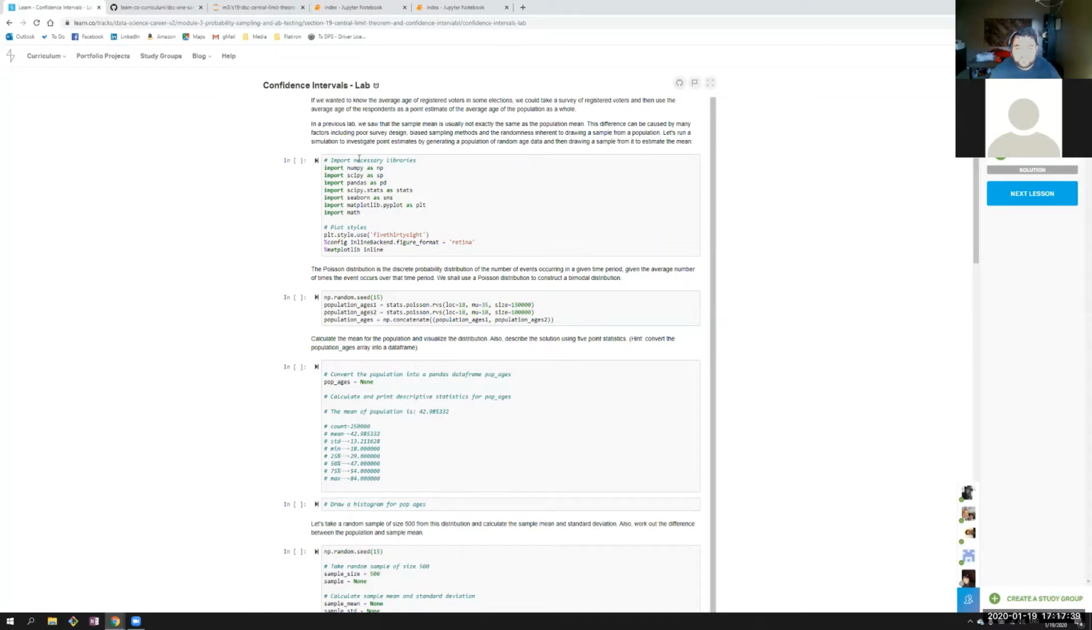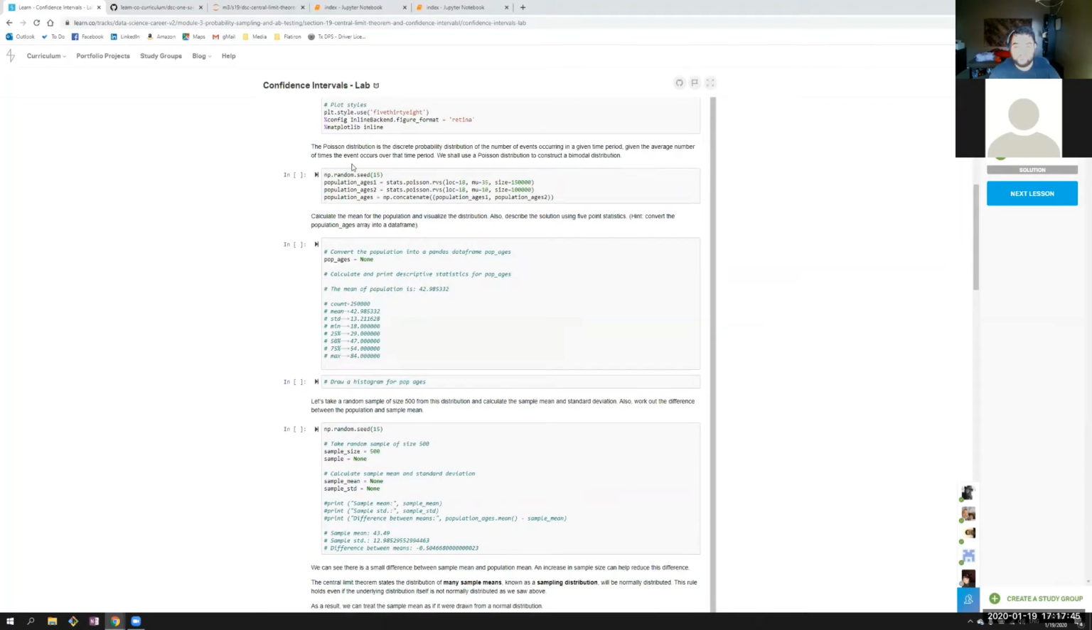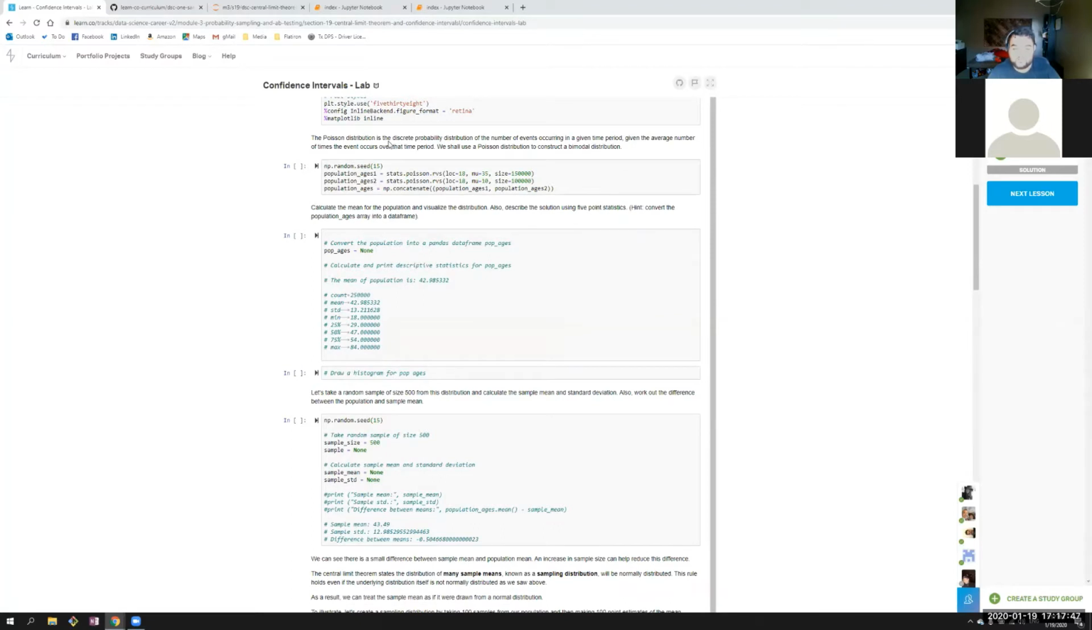Let's run a simulation and investigate the point estimates by generating a population of random age data and then drawing a sample. The Poisson distribution is a discrete probability of the number of events occurring in a given time period, given the average number of events over that time period. We're going to use a Poisson distribution to construct a bimodal distribution. That one is tricky.